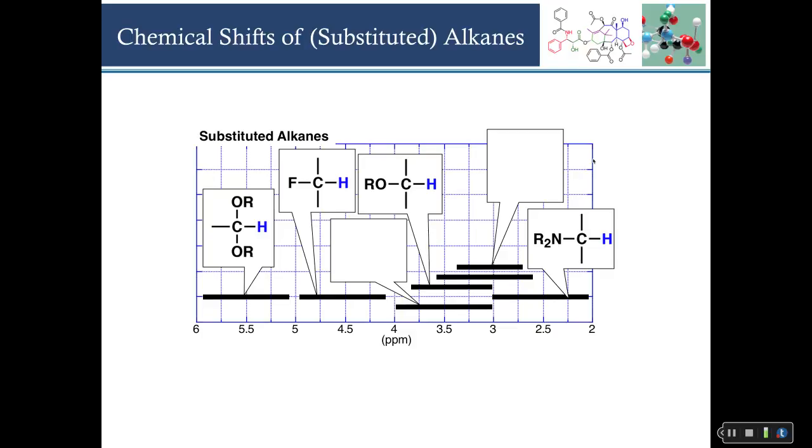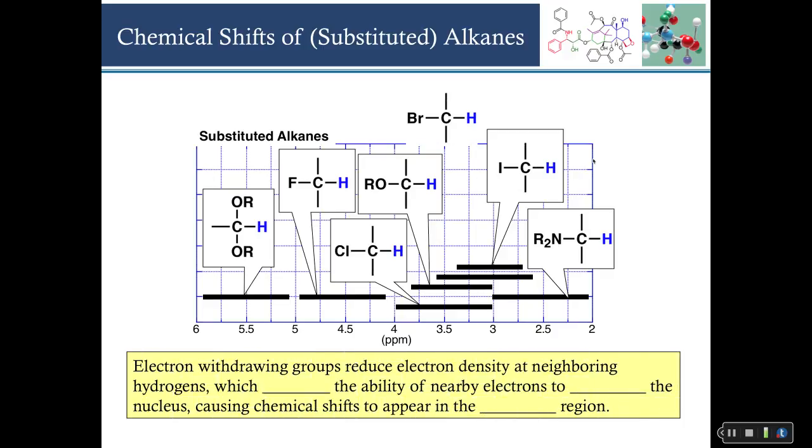We can see an additive effect, right? So two oxygens bound to the same carbon, the hydrogen that is bound to that carbon is now way up at 5.5, where chlorine is going to be a little less electronegative than fluorine, and bromine even less electronegative yet.